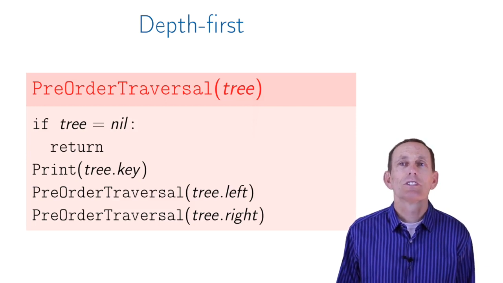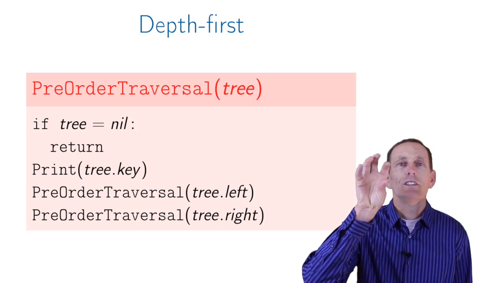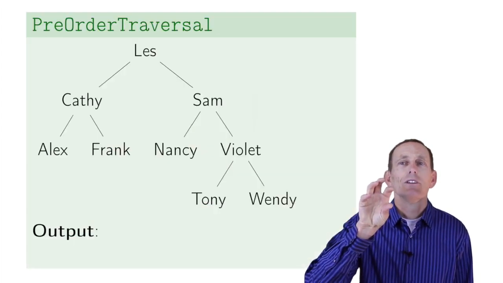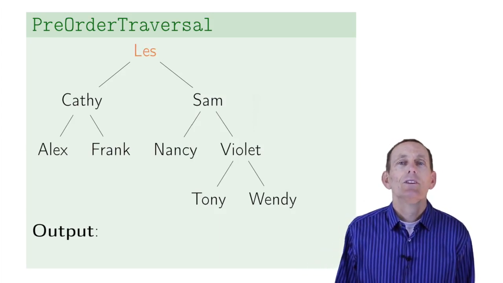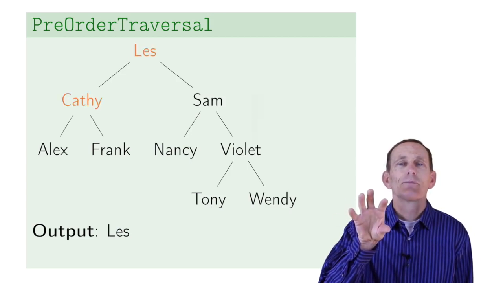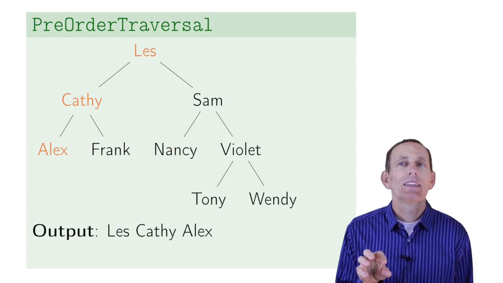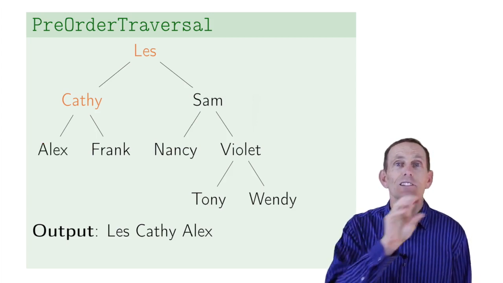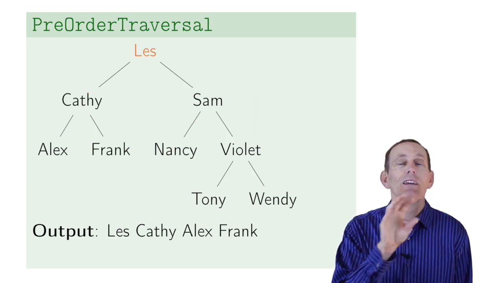So here the pre-order traversal says, first, if it's nil, we return. We print the key first, that is, we visit the node itself and then its children. So in this case, we're going to go to the Les tree and then print out its key and then go to its children. So we're going to first go to its left child, which is Kathy. And for Kathy, we then print Kathy, and then go to its left child, which is Alex, print Alex. We go back to Kathy, and we've finished its left child, so we now need to go to its right child, which is Frank. We finished Frank, we finished Kathy, we go back up to Les.